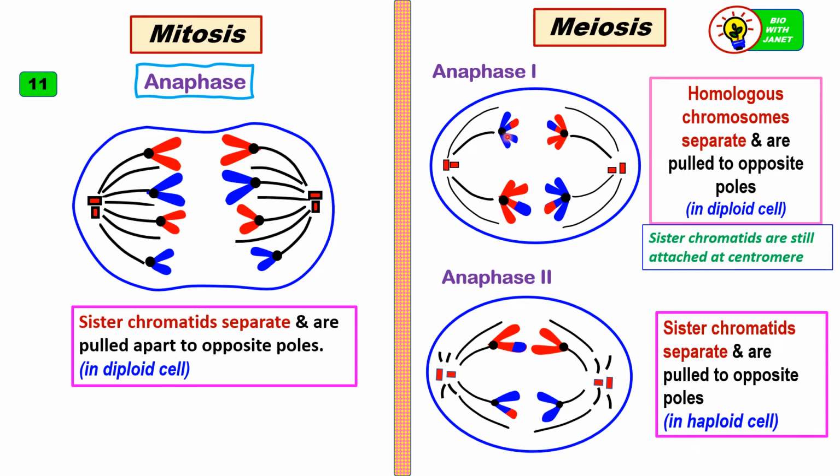It follows from metaphase 1. Okay, and this whole cell, if you look at this whole cell, it is a diploid cell because there are 2 copies of the short chromosome, 2 copies of the long chromosome. All right, so remember this difference. In anaphase, the sister chromatids separate, but in anaphase 1, it's the homologous chromosomes that separate and are put to opposite poles of the cell.